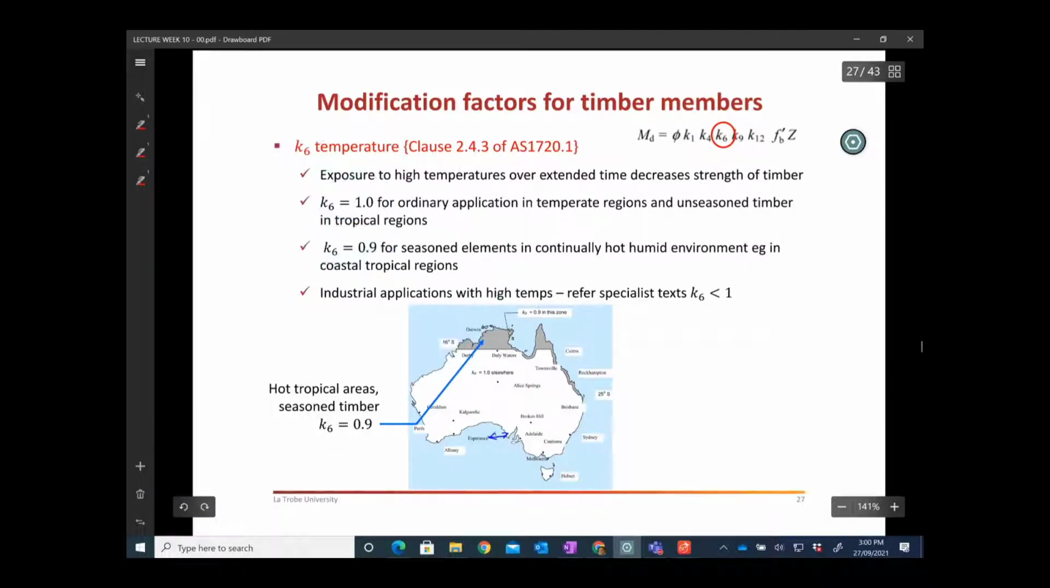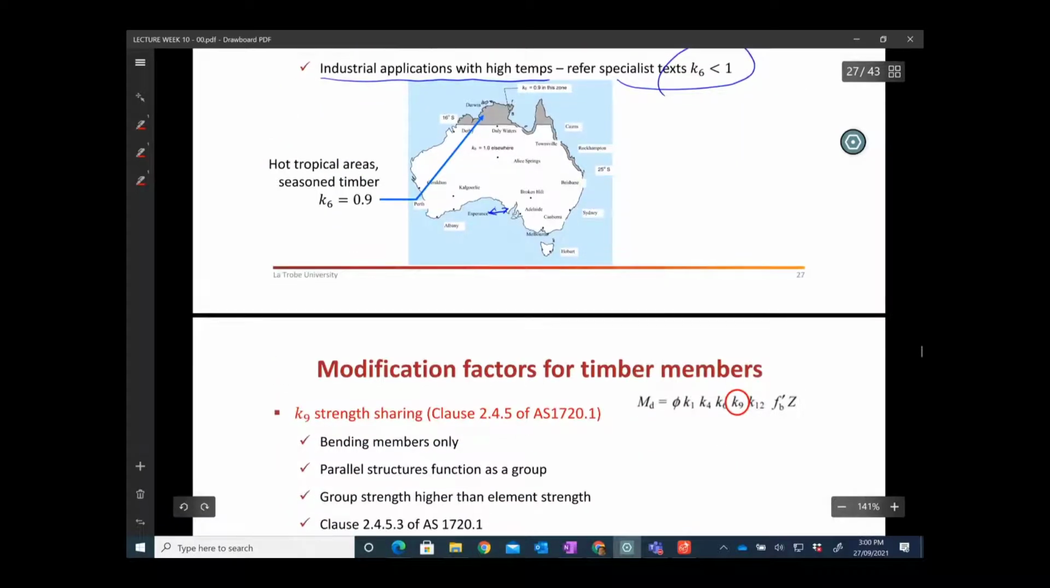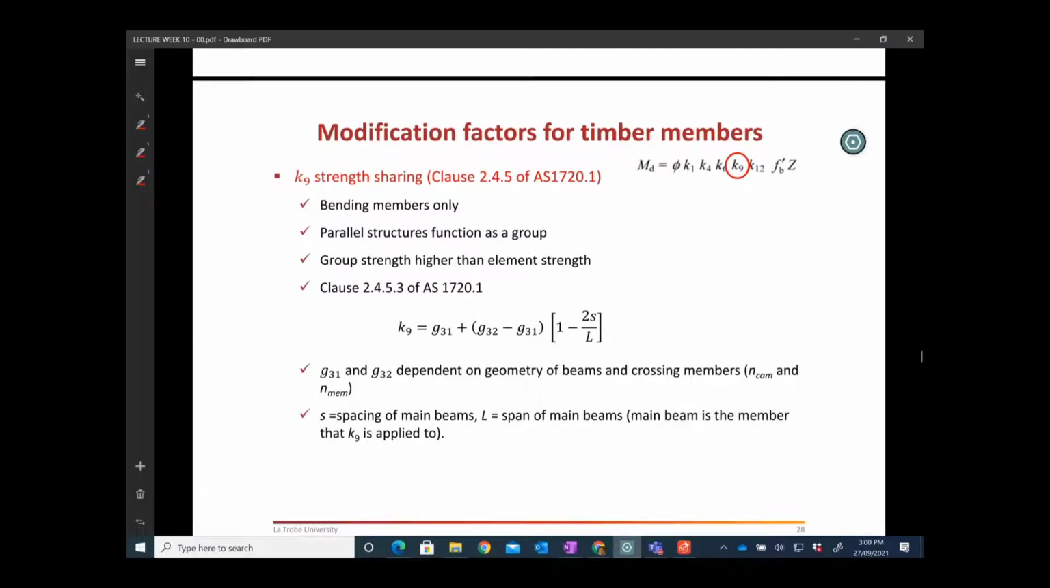It is basically saying that if you are in the high temperature, your capacity will be lower. You are taking this moisture out. It will be hot and humid. It's not only hot, it's about this humidity, right? You have a high water content in the air that is going to be taken by the timber beam. So industrial application with high temperature, refer to special text for K6 less than 1. Even you can go less than 0.9 for special cases. K9, I think K9 requires a little bit of detail.